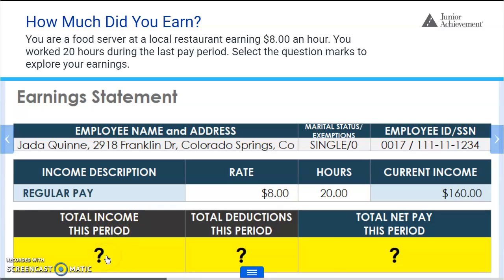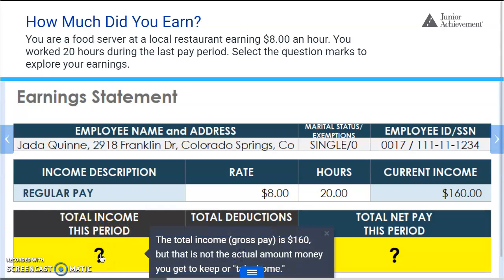So the total income is the gross pay, okay? Gross pay, that's a key word. Gross pay is before taxes, again, before taxes. So before taxes, you got paid 160, but that is not the actual amount of money that you get to keep.